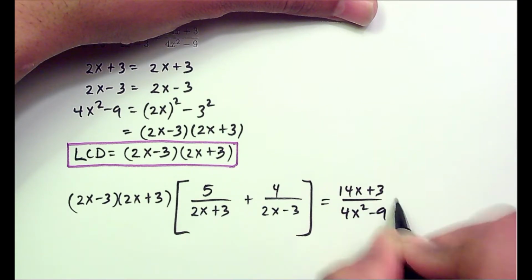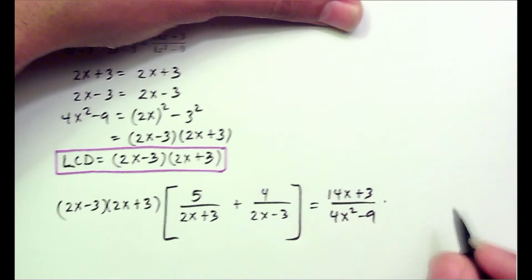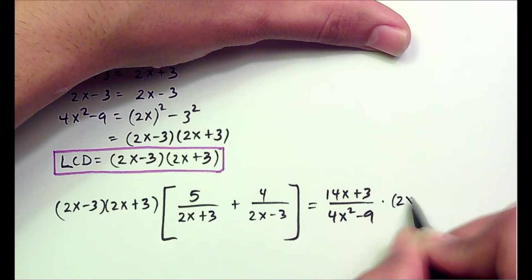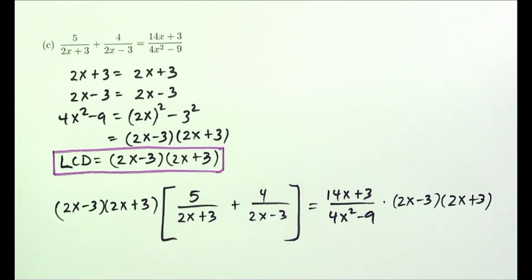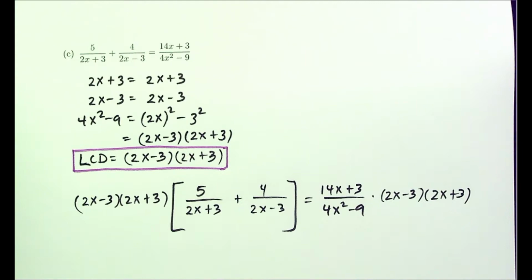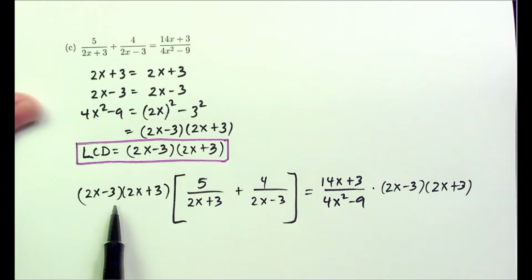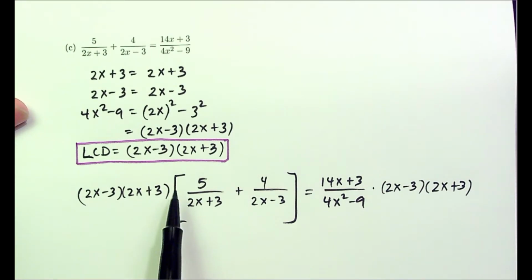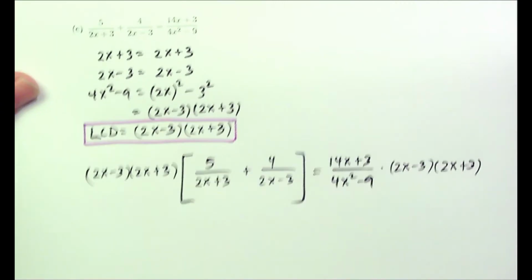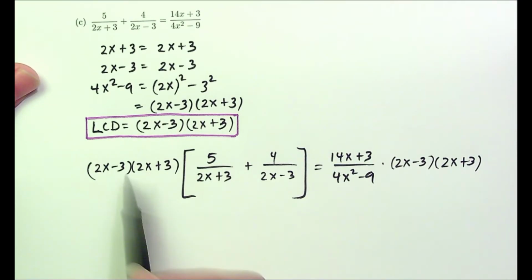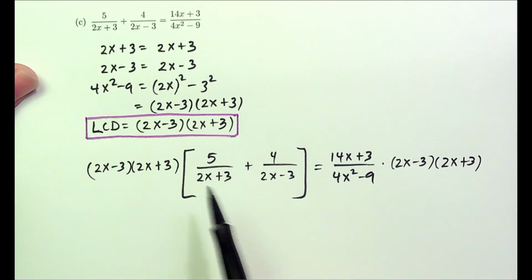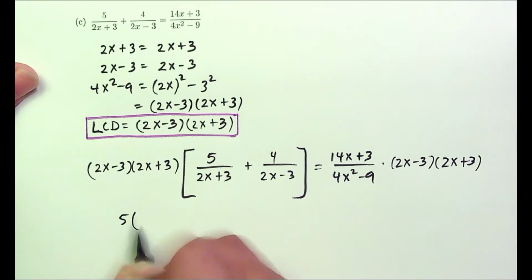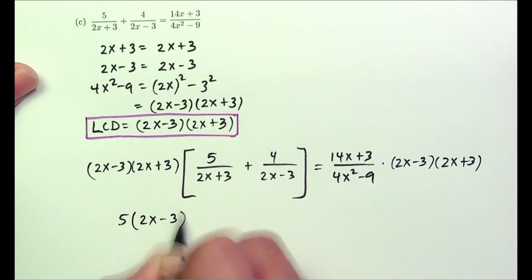Okay, and then you multiply also the right hand side by the LCD. So 2x minus 3, 2x plus 3. Okay, so that's what we have. Now we're going to distribute this. If I multiply this by that, note that the 2x plus 3 would cancel, and you would be left with the 2x minus 3 and the 5. So distributing, that's what you get for the first one. You get the 5 and the 2x minus 3 left after canceling.